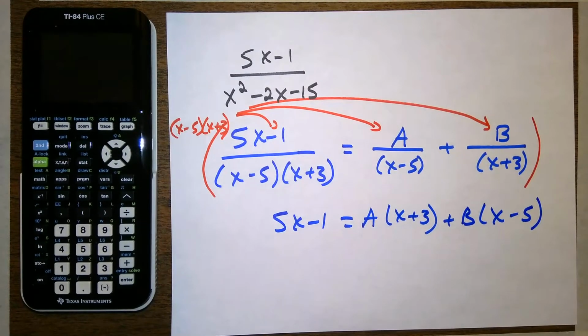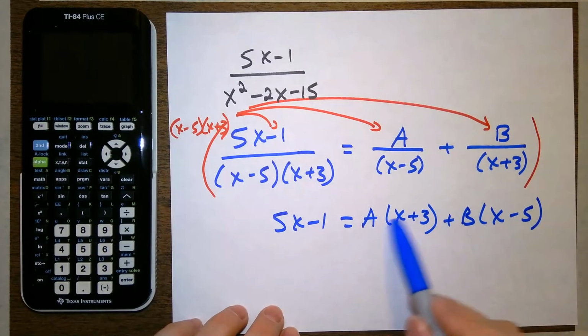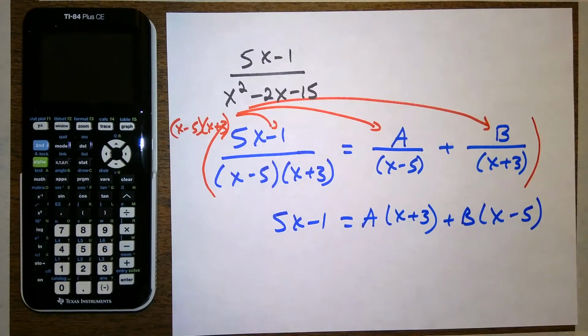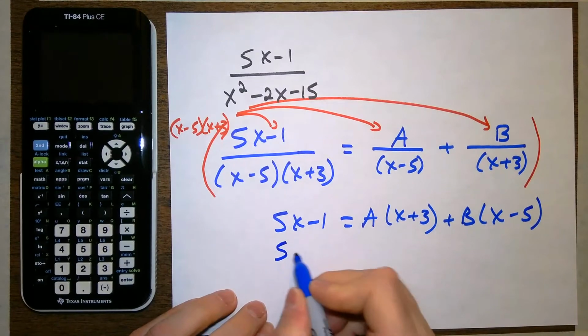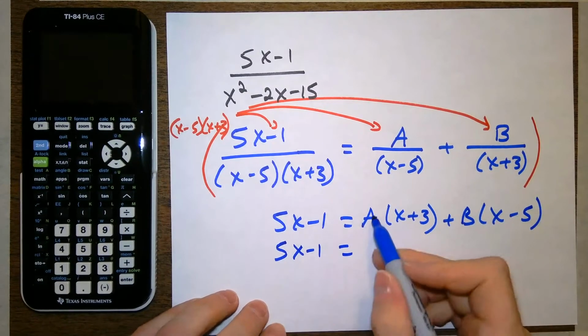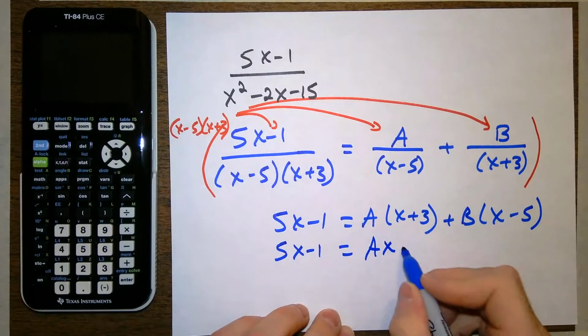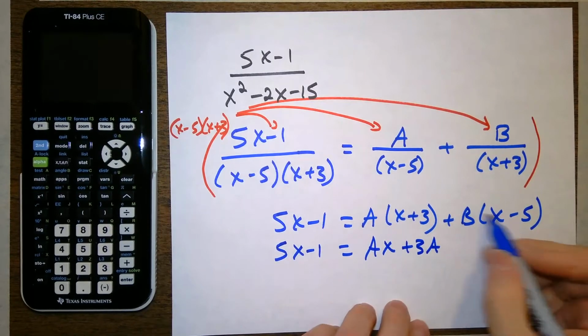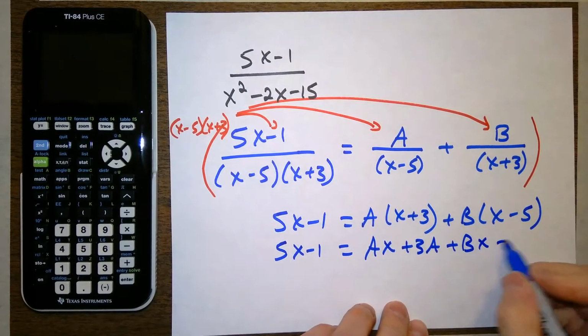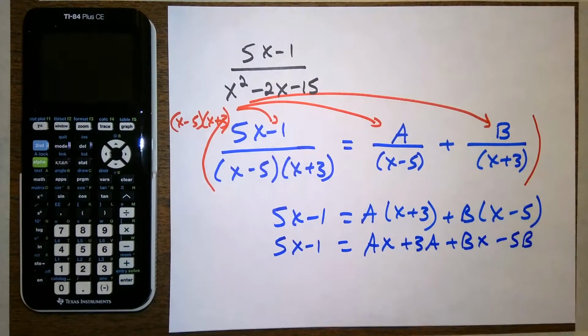Again, you're looking at this thinking, well, there are still too many variables. How do we solve a single equation that's got three variables in it? It's a good question, and there are a couple of different methods to do this, and we're going to look at the first method here. What I'm going to do is simplify this side. I'm going to break it up into a whole bunch of different terms. So 5x minus 1, leave that side alone, distribute. I get Ax plus 3A, distribute here, plus Bx minus 5B.